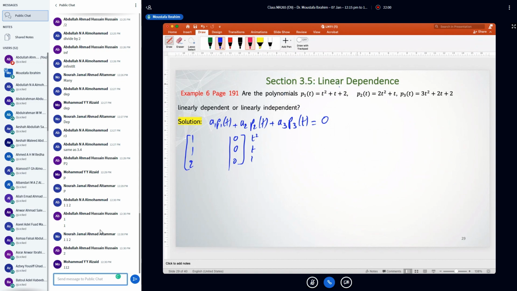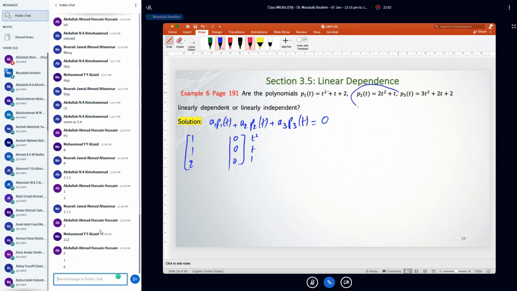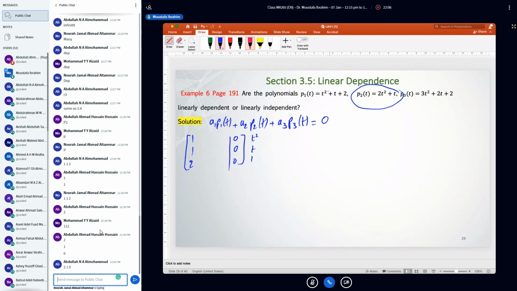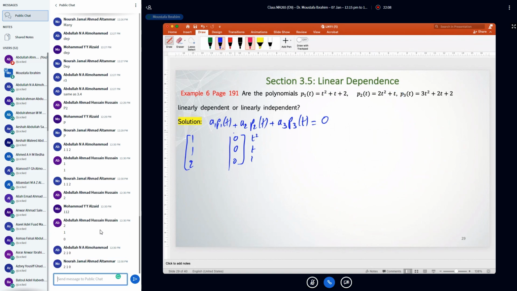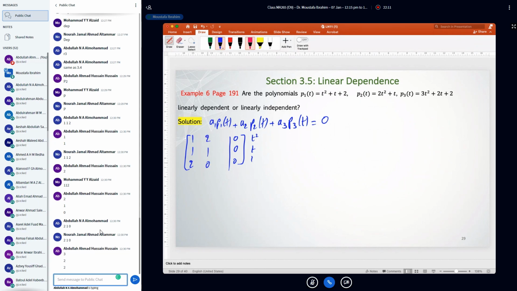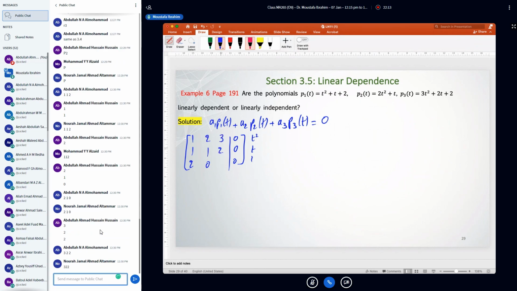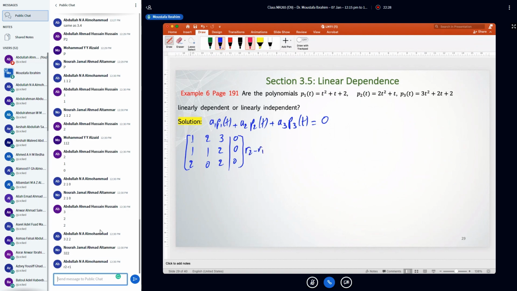For P2, 2, 1, 0. Very good. And for P3, 3, 2, 2. And for 0, we have 0 t squared, 0 t, and 0 as the number. So now we do R2 minus R1 since we have a leading 1, and R3 minus 2 R1.